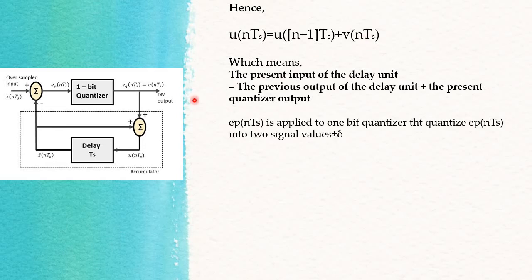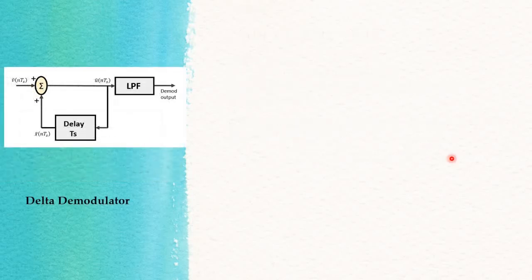Now E_P(nTs), this signal which we have generated from X bar(nTs), is given to the 1-bit quantizer, and it will quantize and generate the output E_Q(nTs), which has two signal values, plus delta and minus delta. If the value is positive, then your V(nTs) is plus delta. If the value is negative, then V(nTs) is given by minus delta. Technically, plus delta is represented by 1 in your DM output, and minus delta is nothing but a 0 signal. So that is the working principle.